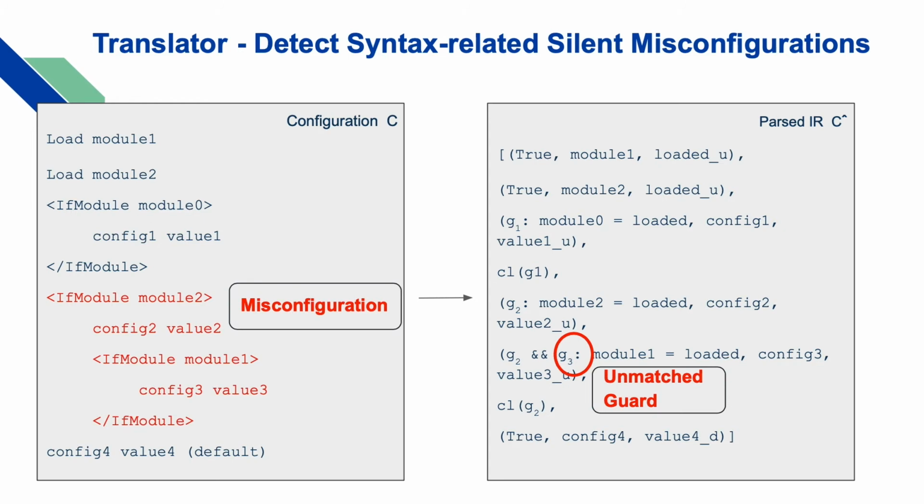In addition to that, we also detect another silent misconfiguration here, which we call unmatched guard. From this example, we can see there are 2 different modules introduced in this code snippet, but only one of them has close. So this case is a malformed configuration. In this case, we have detected that this guard 3 is an unmatched guard, and we also report these cases to users.